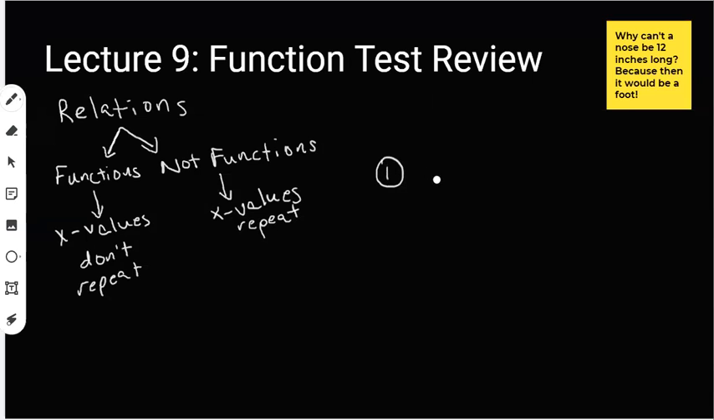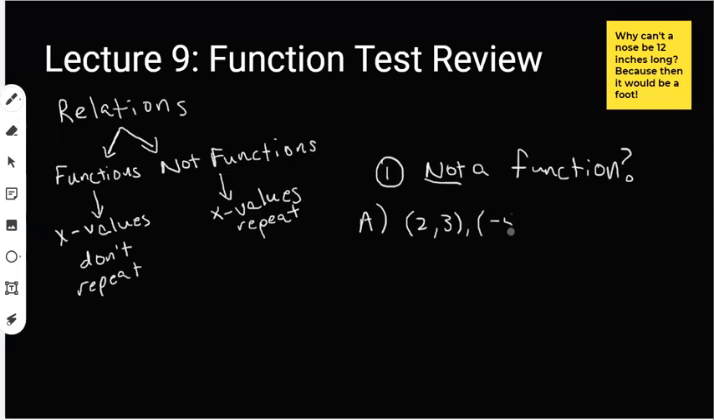We want to figure out which one is not a function. It gives us several choices. The first one is A. We're going to be looking at 2, 3, negative 4, 7, 3, negative 2, and negative 1, 9.